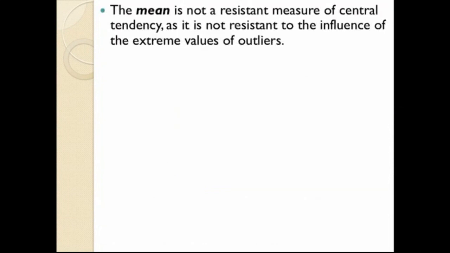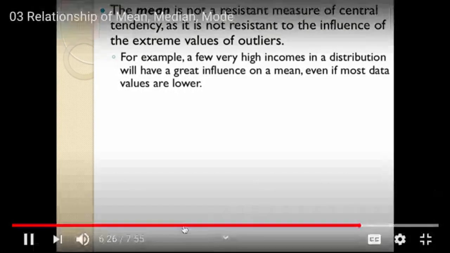Okay, the mean is not a resistant measure of central tendency as it is not resistant to the influence of extreme values or outliers. So we saw in these two examples that you can have a skewed left and skewed right distribution, and the mean is greatly affected by data values in the left or right tail.